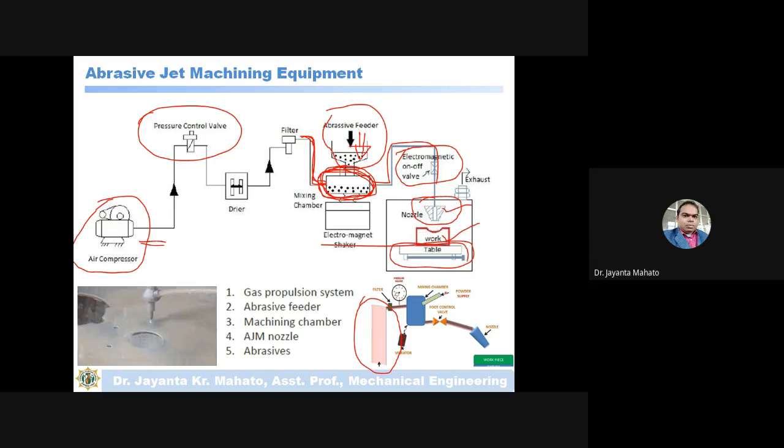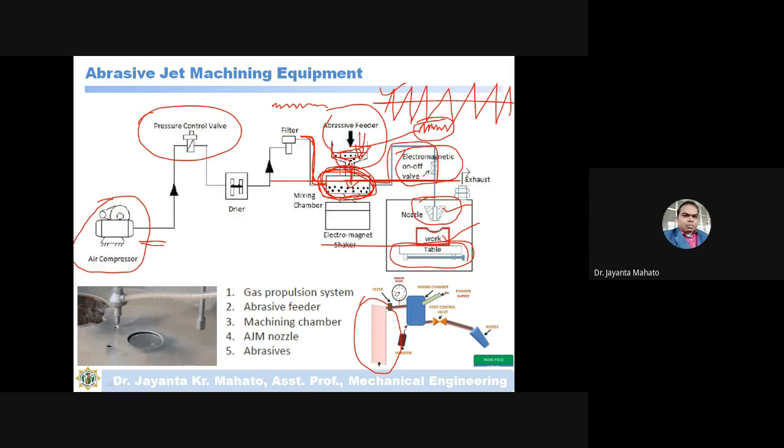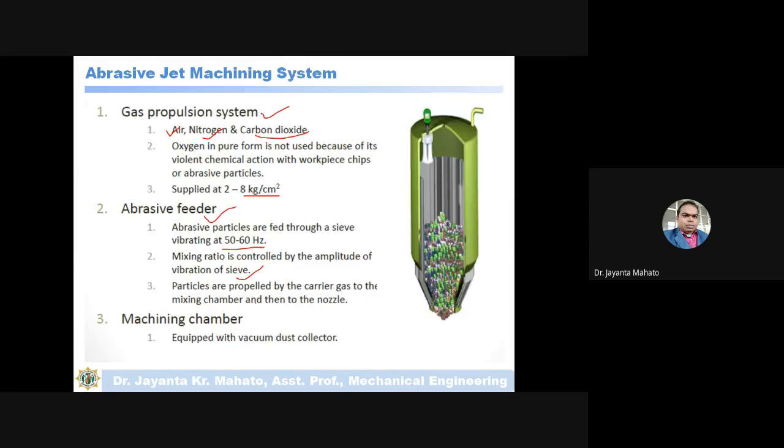Okay, so this actually the abrasive feeder. If we vibrate this abrasive feeder, we vibrate like this, okay. So what will happen, this abrasive particles will feed to this mixing chamber, okay. If you increase the amplitude then more abrasive particles will hit, okay, and if you decrease the amplitude then less amount of particles will hit. So by changing the amplitude of this vibration you can control the feed of abrasive particles, okay.